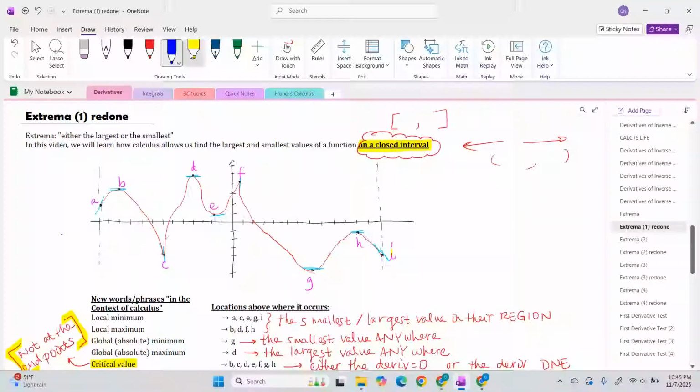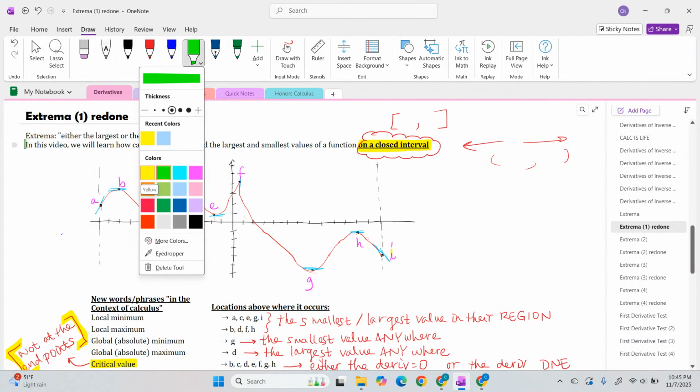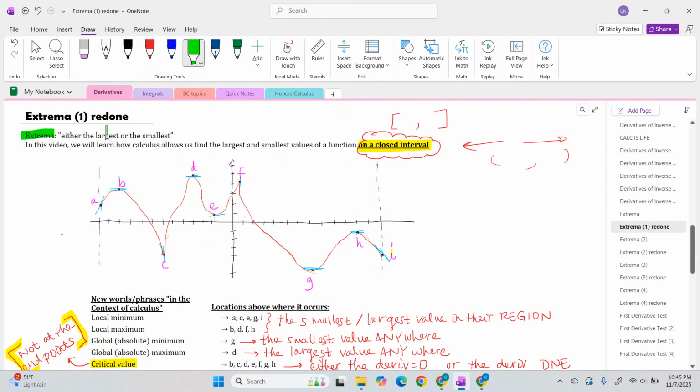And before I start talking here, I just want to point out and make sure you got this. Extrema. What do we mean by extrema? The most simple way of thinking of extrema is it's the largest or the smallest value. So again, what we're going to do in this video is figure out how calculus can help us find the largest and smallest values of a function on a closed interval.